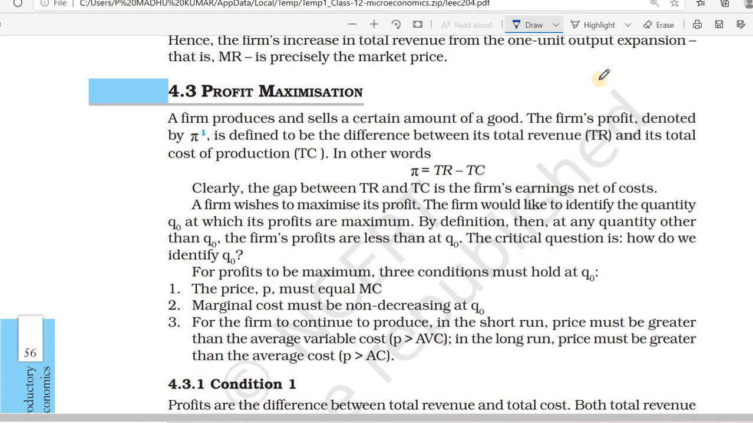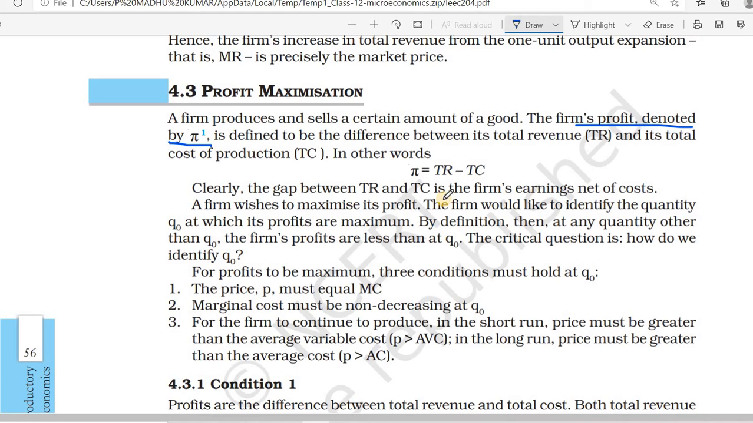Profit is denoted by the symbol pi, and the equation is TR minus TC, meaning total revenue minus total cost. Suppose for the production of one good the cost is 100 rupees and the revenue is 150. Then what is the profit? 150 minus 100, profit is 50 rupees.